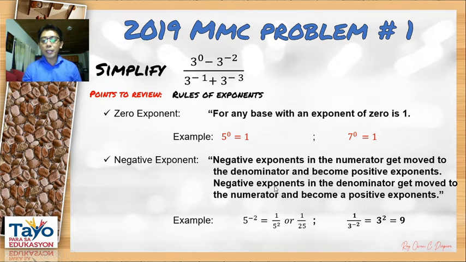So, yung pangalawang statement naman po, negative exponents in the denominator. 1 over 3 to the power of negative 2. According to the rule, get moved to the numerator and become a positive exponent. So, galing sa denominator, which is a negative exponent, pupunta na siya ngayon sa numerator. Pero yung exponent na negative 2 ay magiging positive 2 na. So, 3 to the power of 2 is equal to 9. Let's answer na.